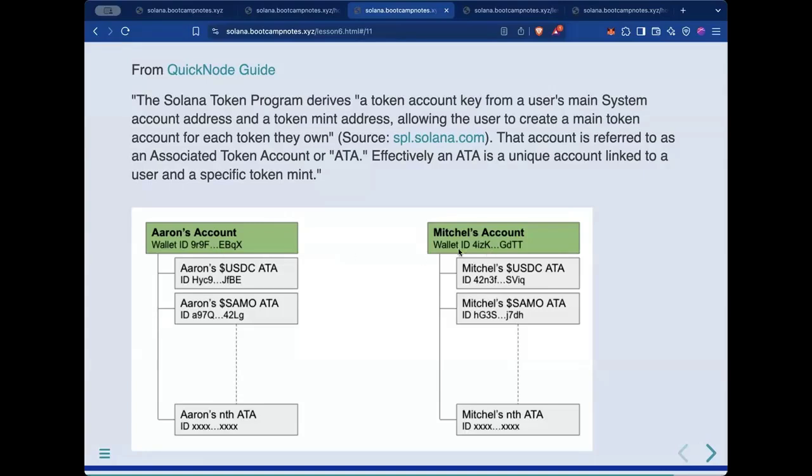We've got Aaron and Mitchell who have their normal wallet, their normal address. But from that, we can then derive these associated token accounts, which are specific for a particular token. So you can see here we've got one for USDC, we've got one for SAMO, etc. But they can all be deterministically derived from the wallet ID that they have, and then obviously the details of the token. Okay, so it's a way of getting to that account.